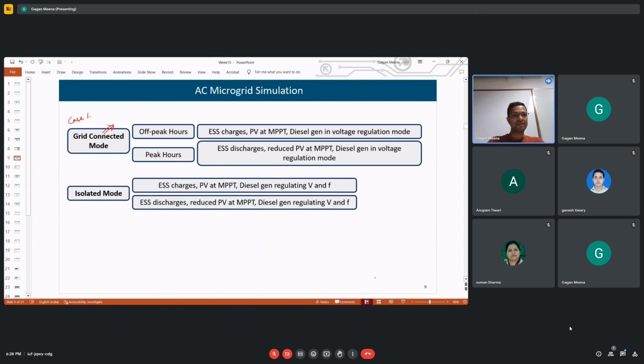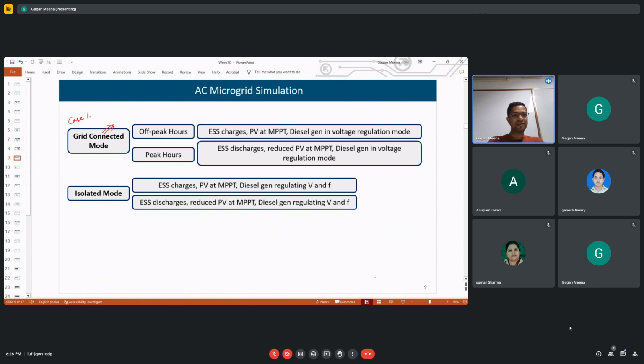So in off-peak hours we have the load is less. So in this case, because off-peak hour load is less, generation is still there, the battery can charge. PV will operate at MPPT to charge the battery, and diesel generator will help in voltage regulation.